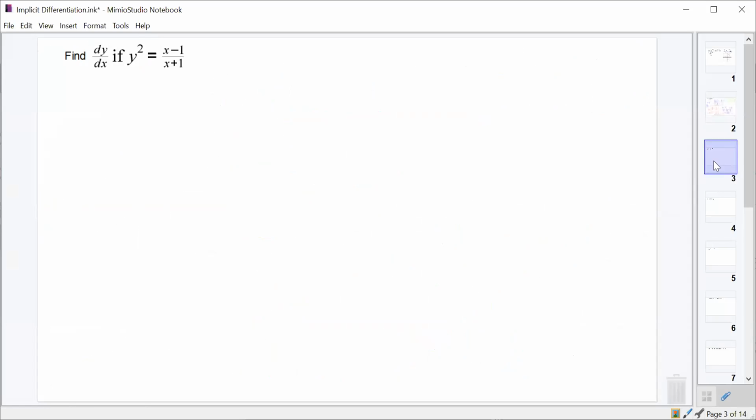All right, let's do another one. y squared equals x minus 1 over x plus 1. So what do we need to do? We need to take the derivative with respect to x of both sides.